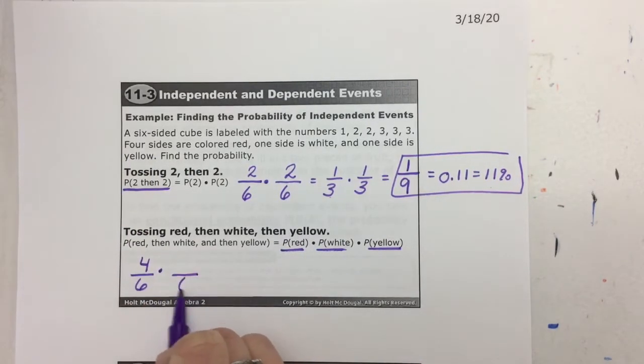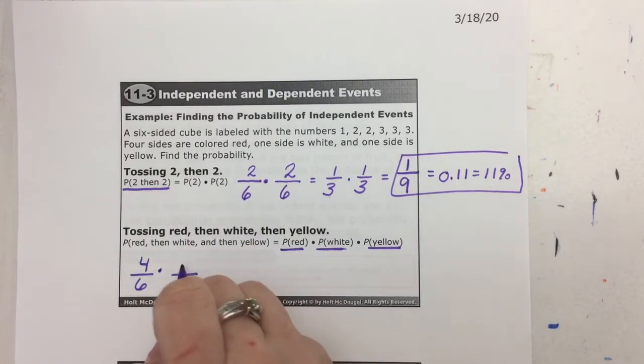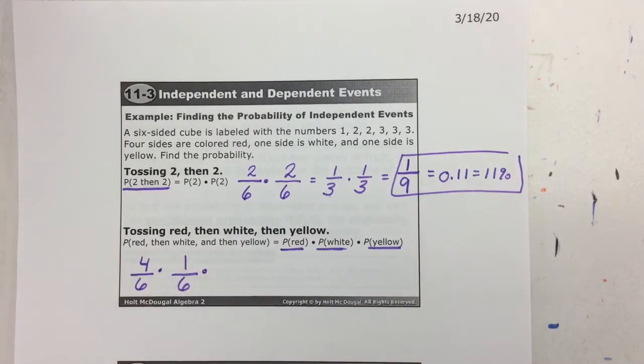Now you pick it up. The cube still has 6 sides. When you rolled it, a side didn't just fly away. There's still 6 sides. What's the chance of getting white? 1 of the sides is white on that number cube. Then you pick it up. Again, you still have 6 sides on the number cube. The chance of getting yellow.